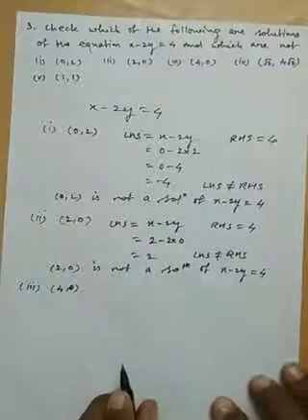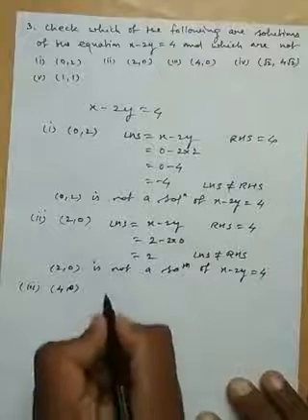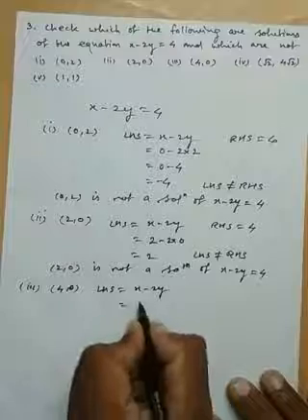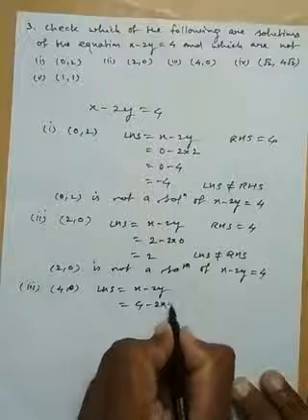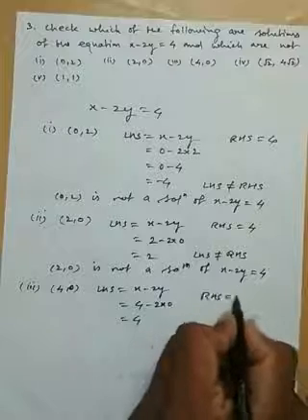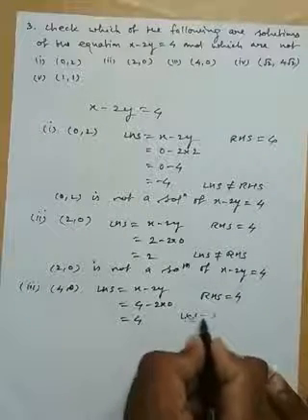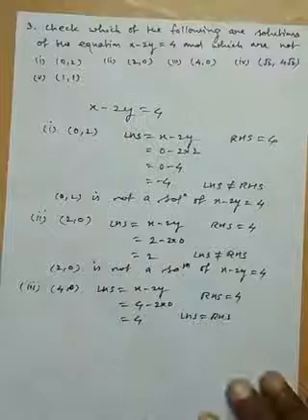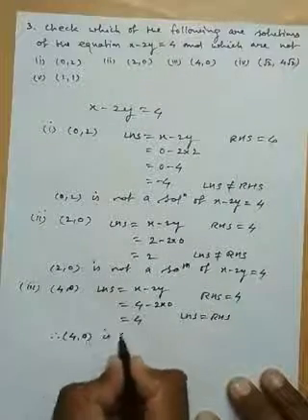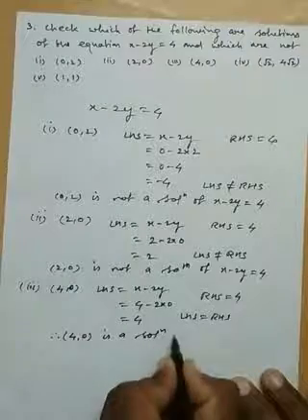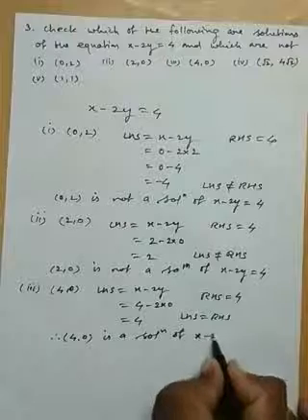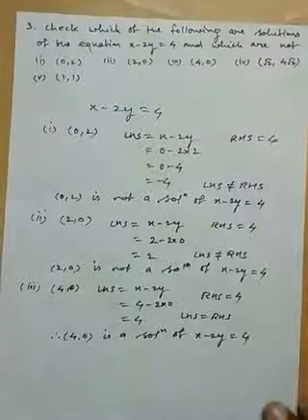Third part is (4, 0). Put x equal to 4 and y equal to 0 in x minus 2y. Then it is 4. And here the RHS is also 4. So both are equal. Therefore (4, 0) is a solution of the given equation.